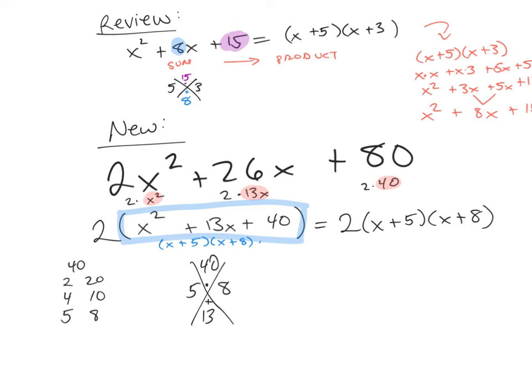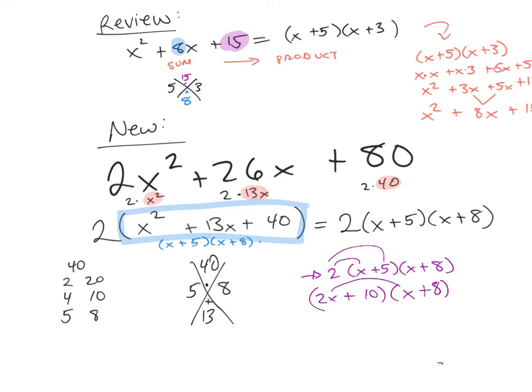And just to make sure that I'm not going crazy, I'll remultiply 2 times the group x plus 5 times the group x plus 8 to see if I end up back where I started and I properly factored the entire expression, 2x squared plus 26x plus 80. So I'll go ahead and check that now. I can do this a lot of different ways. I could distribute the 2 first to get 2x plus 2 times 5, which is 10. And then I would have to multiply these two groups together.